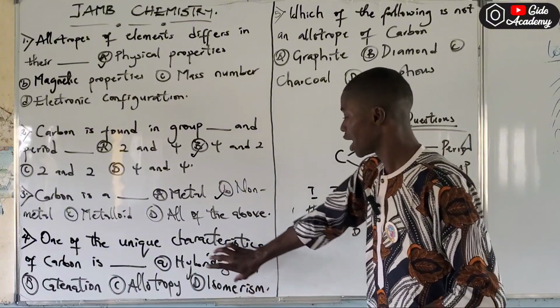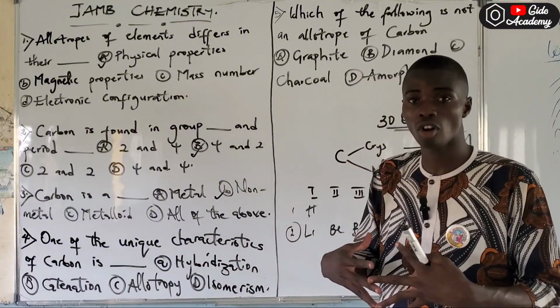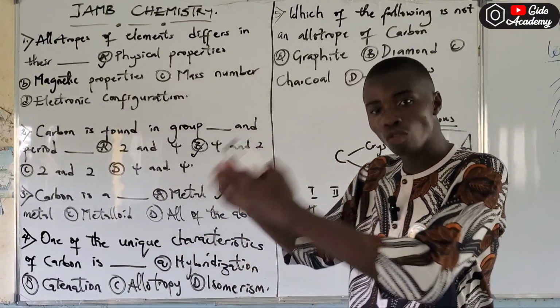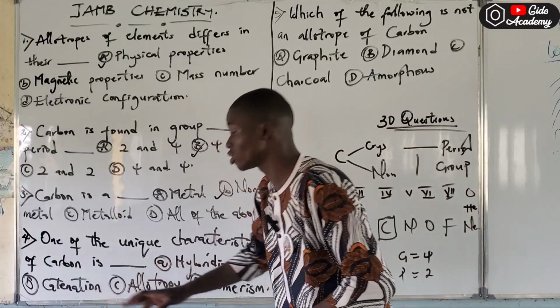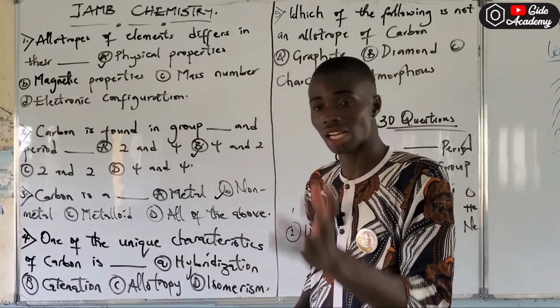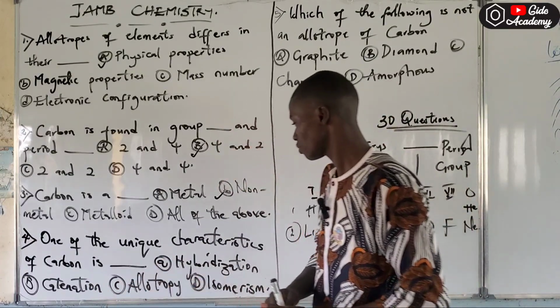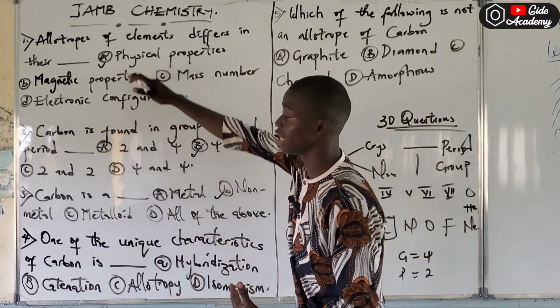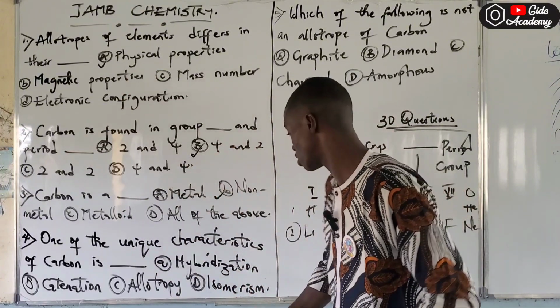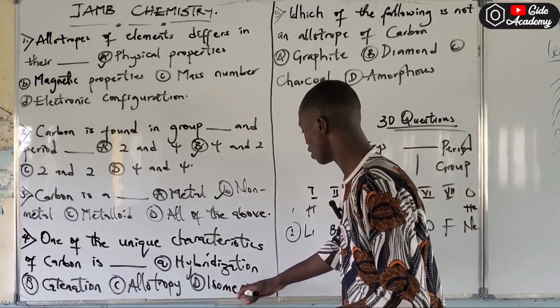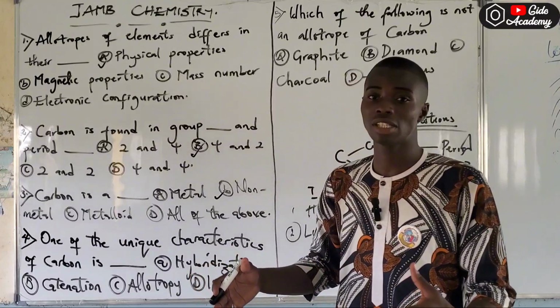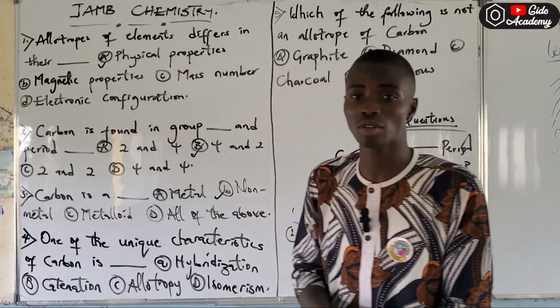Now please take note, hybridization deals with the blending of orbitals to form a new orbital. Catenation is the ability of carbon to form a straight chain, a branching, and a cyclic chain. Allotropy, I've already explained this, they exist in two or more various forms in the same physical state, while isomerism is structures that have the same molecular formula but different structural formula.